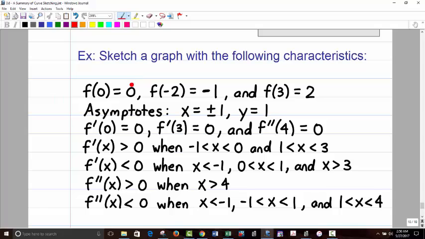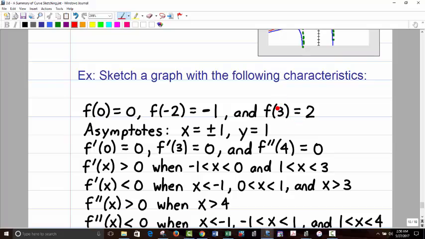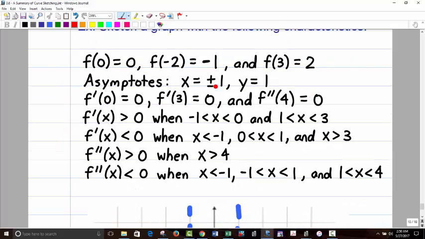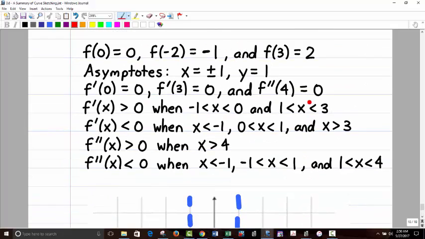So we have 3 points. Let's see if those are on there. Got (0, 0), (-2, -1), (1, 2), (3, 2). There they are. Asymptotes, plus and minus 1 for x. This looks real similar to the one we had before, doesn't it?